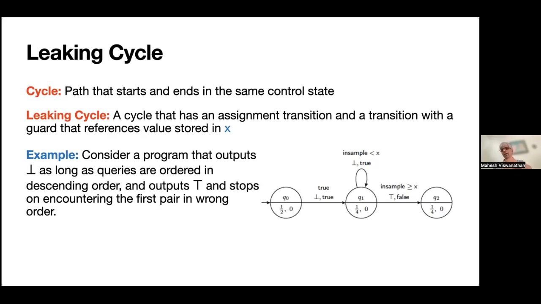If they're in the wrong order, output top. Okay, and this automaton has a leaking loop or a leaking cycle. If you look at the self loop on the control state Q1, it's a cycle. It has a transition whose guard compares the value stored with the sampled value. And it also has a transition, namely the same transition, where you store the value in the variable X. If you look at the third component of that transition, it is set to true. So this is a leaking cycle.